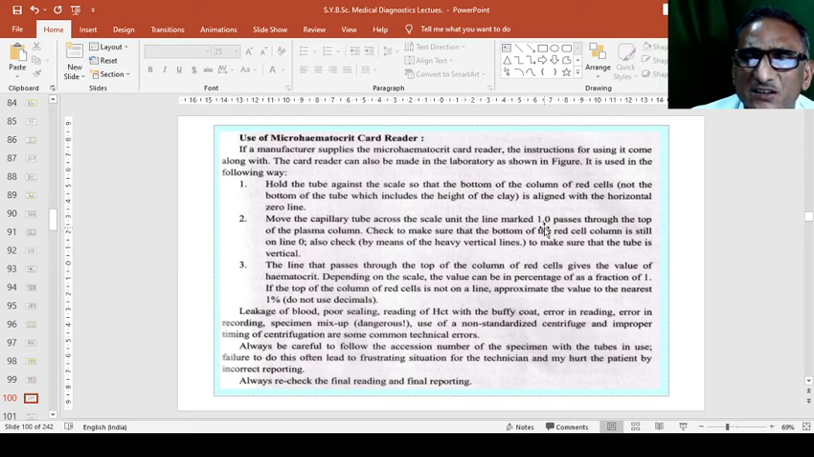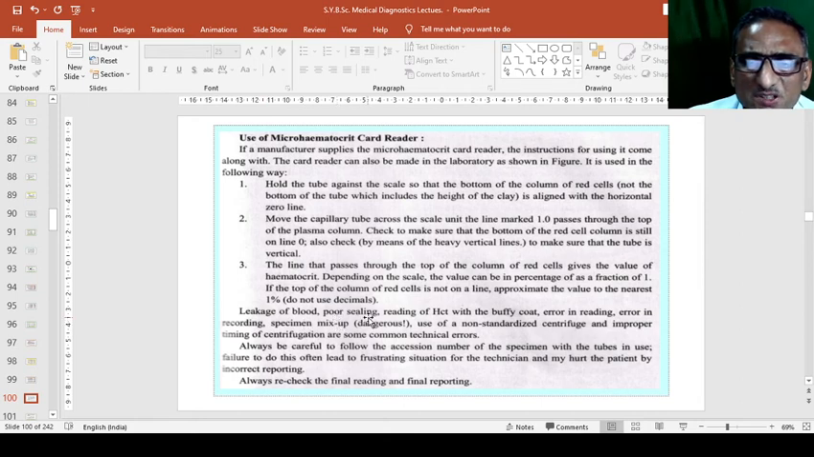The line marked 1.0 passes through the top of the plasma column. Then make sure that the tube is vertical. The line that passes through the top of the column of red cells gives the value of the hematocrit, and depending on the scale, the value can be in percentage or as a fraction of 1.